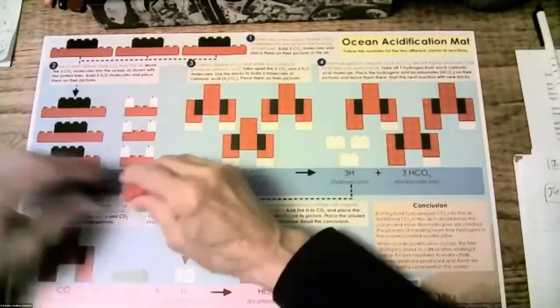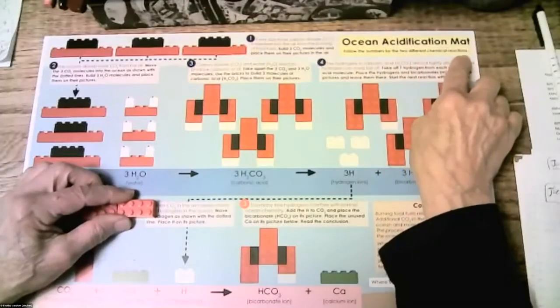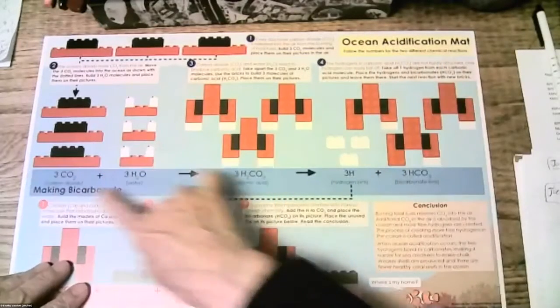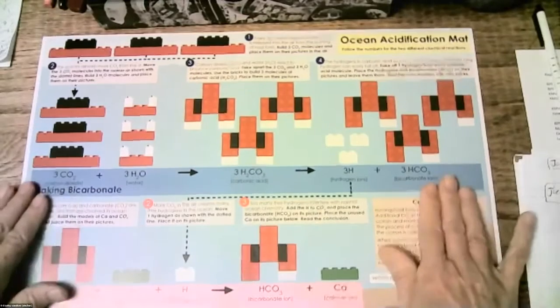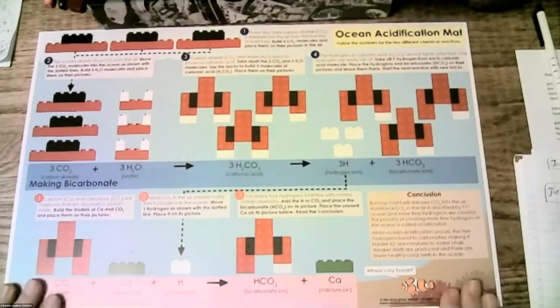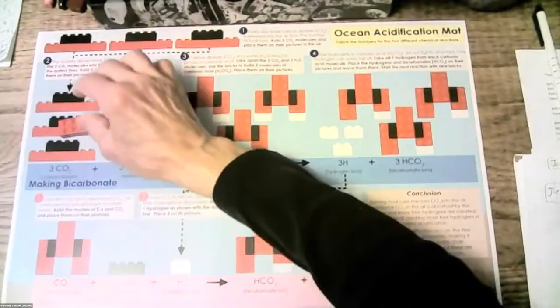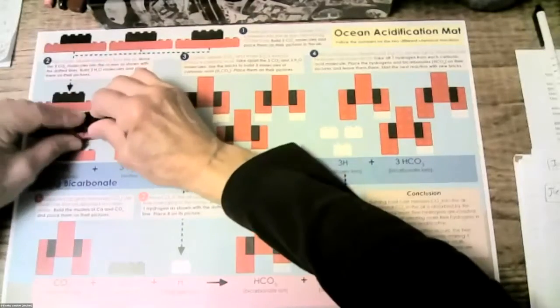Okay, so we're going to move along a little faster now, since we're going to follow the numbers for the two different chemical reactions. We have one making bicarbonate. It looks like we're going to get a lot of CO2 in this picture, okay? And the second one actually says making less chalk across the bottom, and we're going to see why this happens. All right, you get started building your CO2 molecules. I'm going to speed along too.